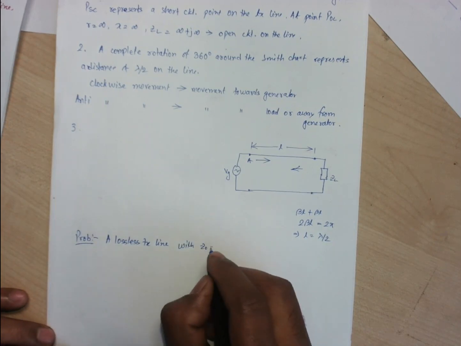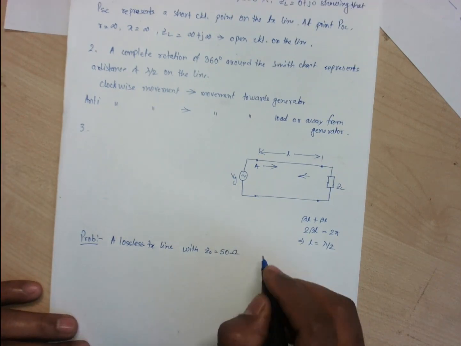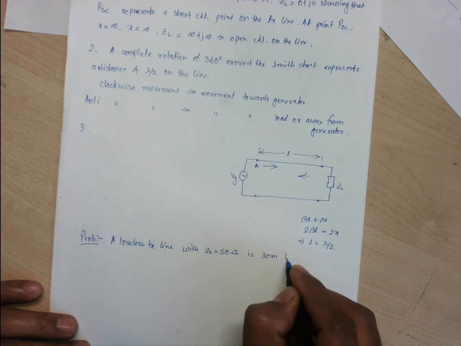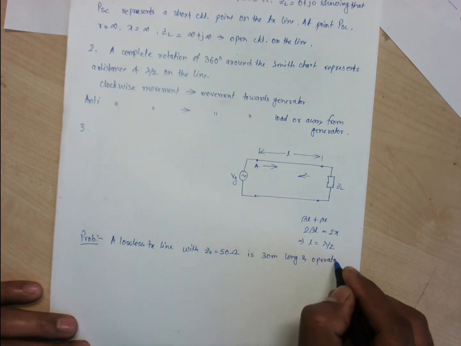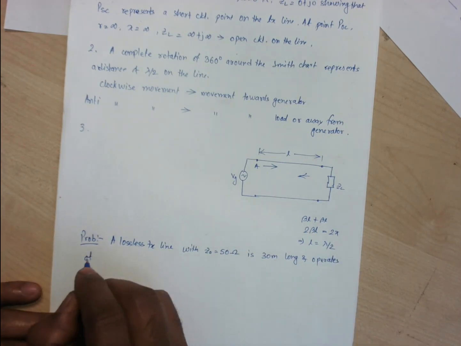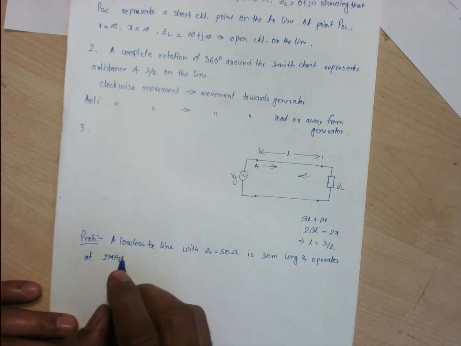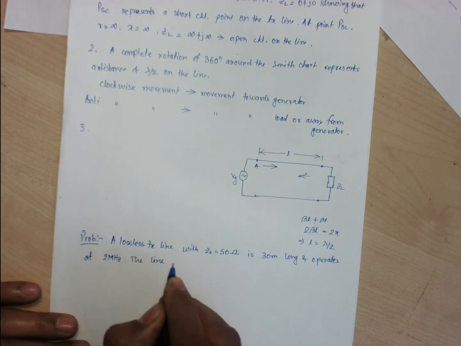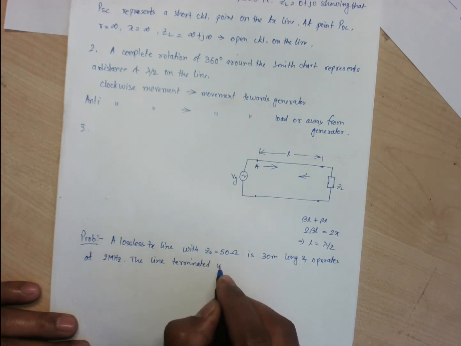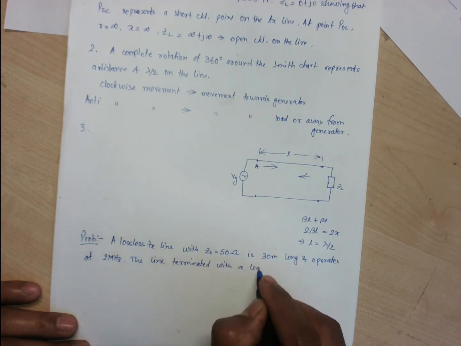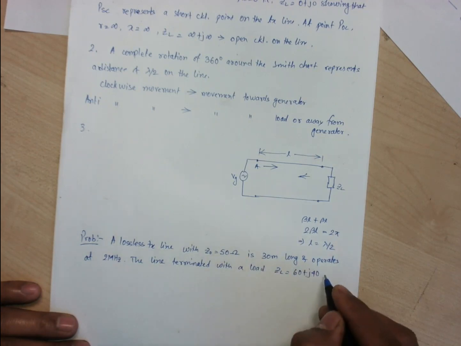Z0, where Z0 is the characteristic impedance, 50 ohm, is 30 meters long and operates at 2 megahertz. The line is terminated with a load ZL equals 60 plus j40 ohm.